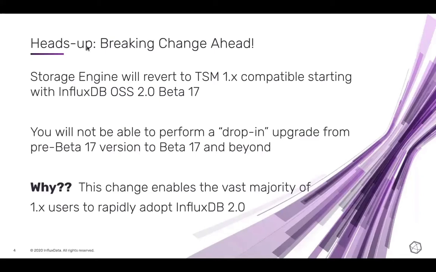However, there is some good news here in that we will provide some instructions on how you can move your data from the existing alpha and beta instances into beta 17. There'll be some command line tools, extraction of the data into CSV format, and then you can play it back in to beta 17 and beyond.